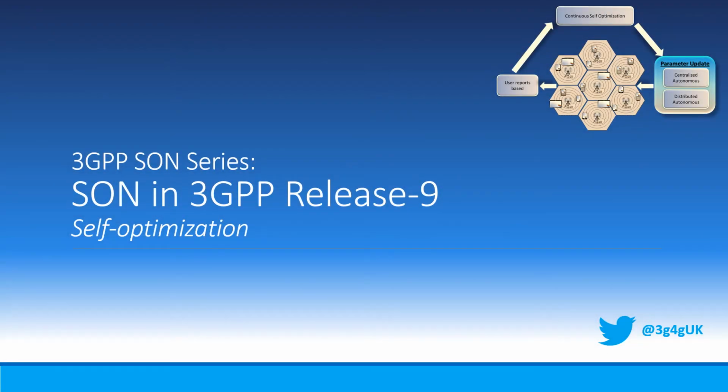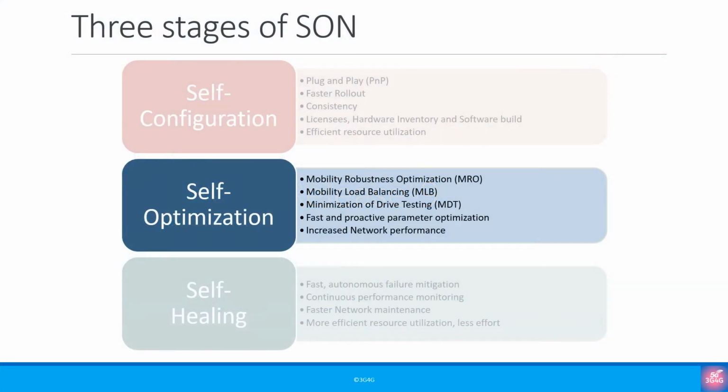Hi all. In this video, we will look at SON in 3GPP Release 9. The main focus of SON in Release 9 was on self-optimization. We discussed this in detail in our introduction video. The main use cases of self-optimization are as shown here.